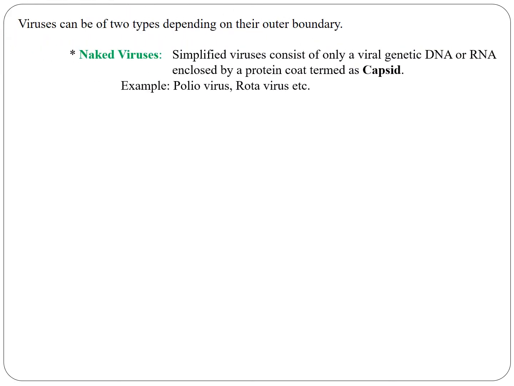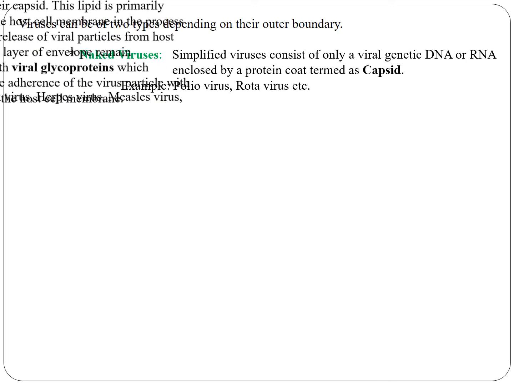The first one are the naked viruses. These are the most simple form of viruses, which consist of only two things. Number one, an outer membrane or capsid made up of protein, and number two, a viral DNA or RNA, the genetic material within the capsid. The common examples are polioviruses, rotaviruses, adenoviruses, etc.